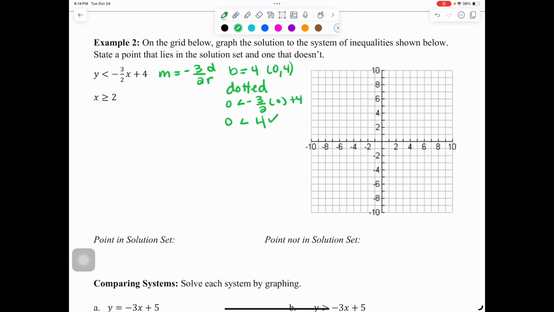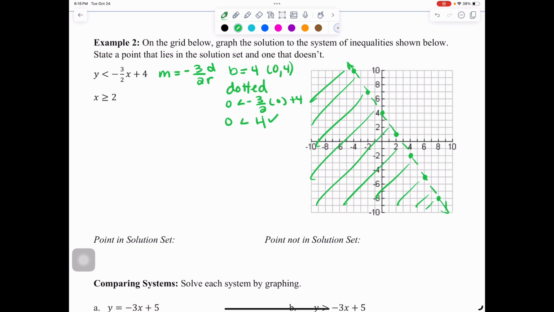So we can go over to the coordinate grid. We're going to start at 4. And we're going to go down 3 to the right 2. Down 3 to the right 2 for as many as you need. You can also go up 3 to the left 2. And then when we connect it, we are going to use a dotted line to show that anything on that line is not included. When we checked 0, 0, it worked. So we are going to shade towards 0, 0.